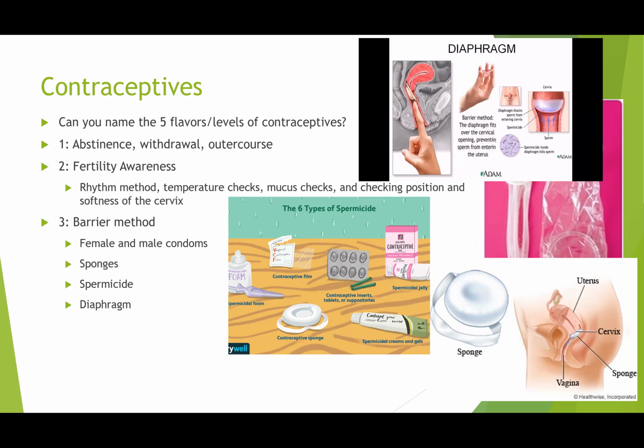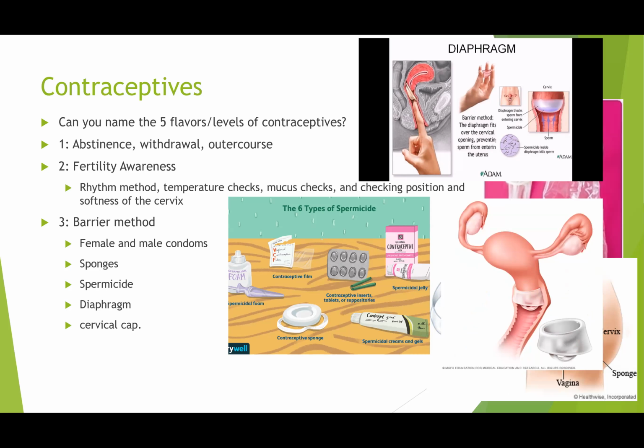We got the diaphragm that looks something like this. That's how you put it in there. Kind of similar to the sponge, but this one is rubber. It just caps the cervix so it doesn't let the sperm through. And then finally, you got the cervical cap, also very similar to that diaphragm.